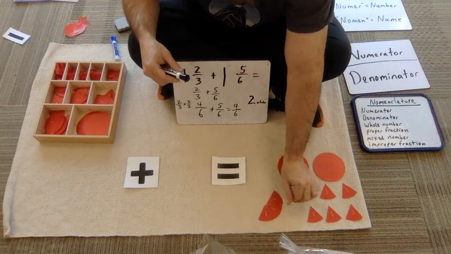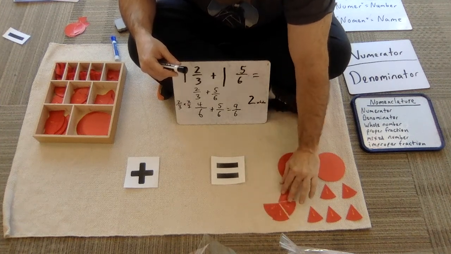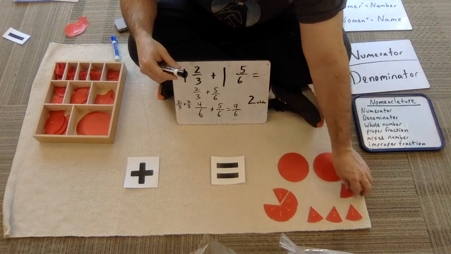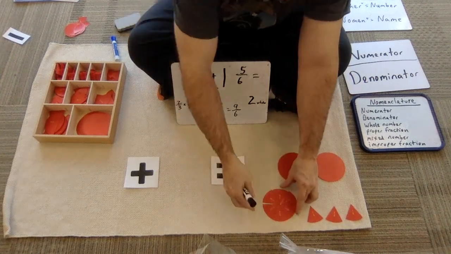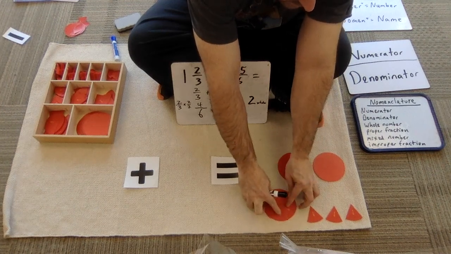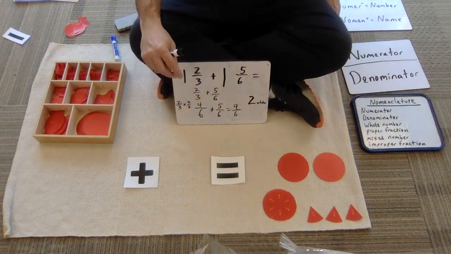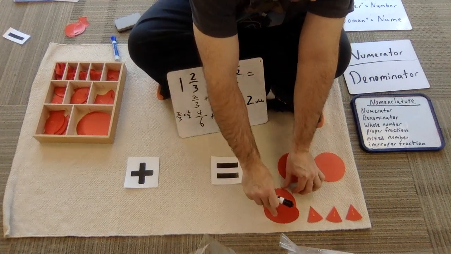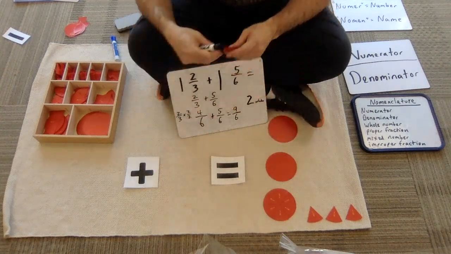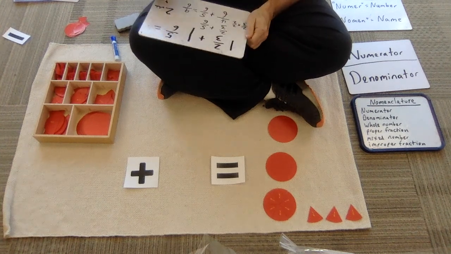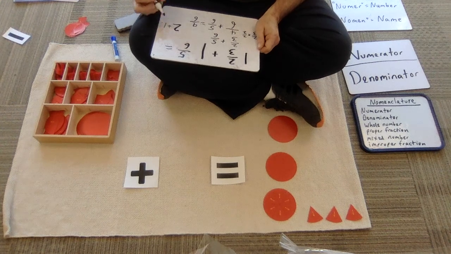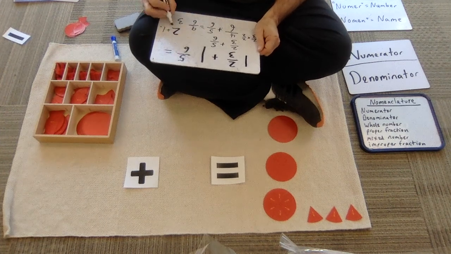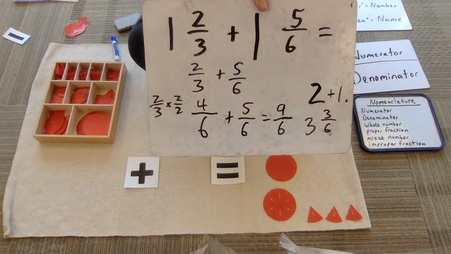1, 2, 3, 4, 5, 6. Okay, so these 6/6, an improper fraction, actually forms, where's my other one? A whole. That is correct. So we actually have 3 and 3/6. Because I added another whole, and I had 3/6 left over. So there it is, 3 and 3/6 left over.